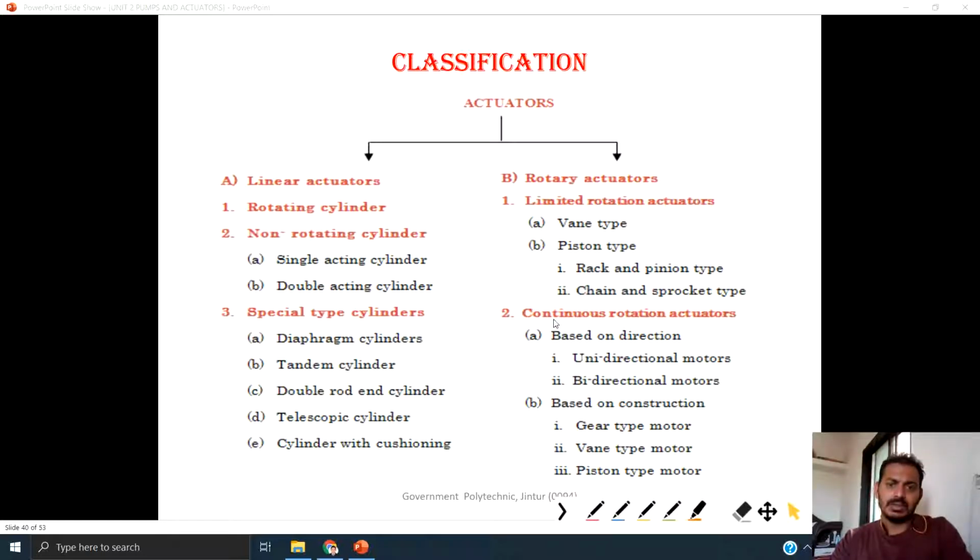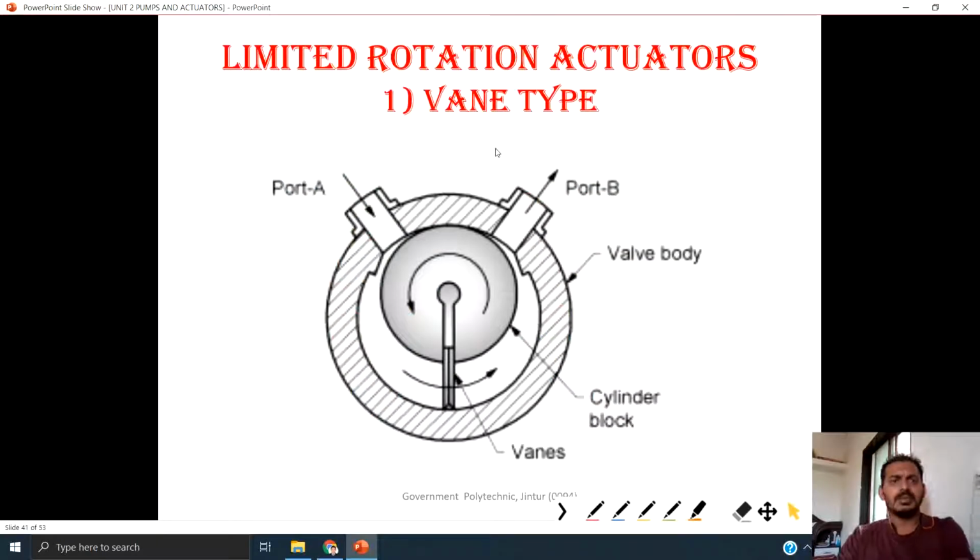Once again, we will see continuous rotation actuators based on the direction, unidirectional and bidirectional, and based on the construction, either gear type, vane type, or piston type. These are the subtypes of a rotary actuator. So we will see, this one is the first one.